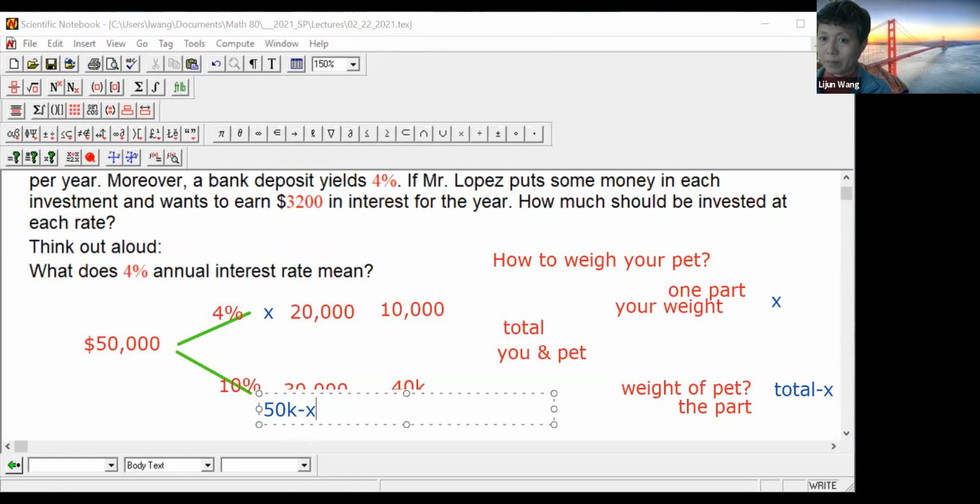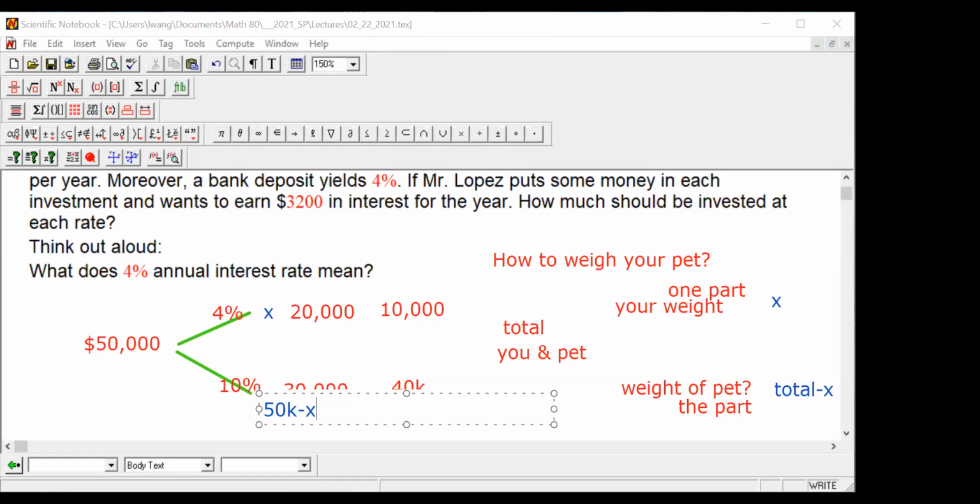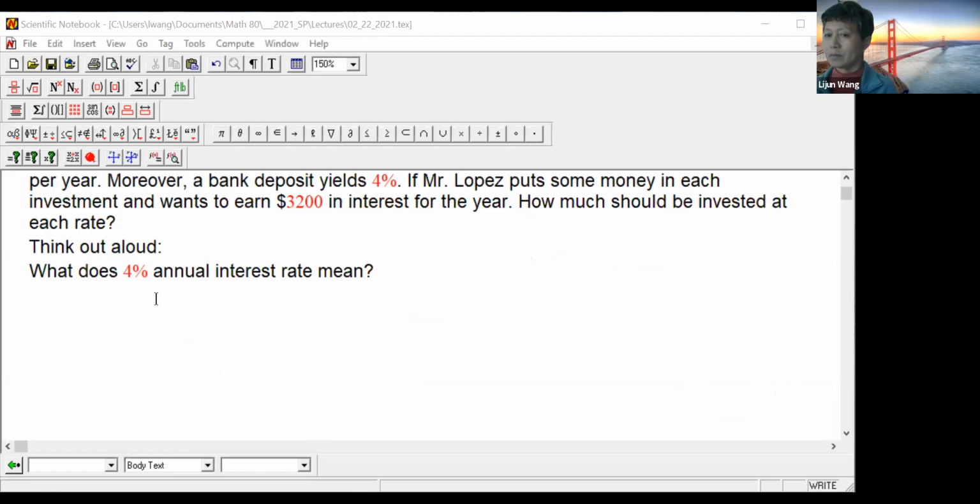Yes or no? Yes. Okay, so let's summarize this. Let's do it again. To weigh your pet. I want you guys to understand this. I don't just want to give you a formula. I want you to understand how to weigh your pet.